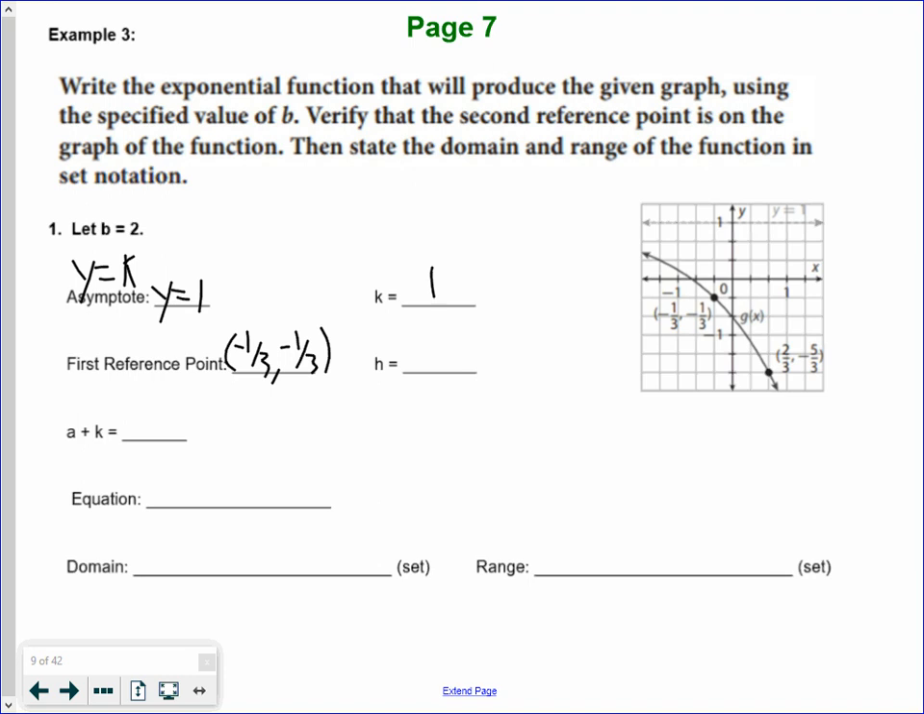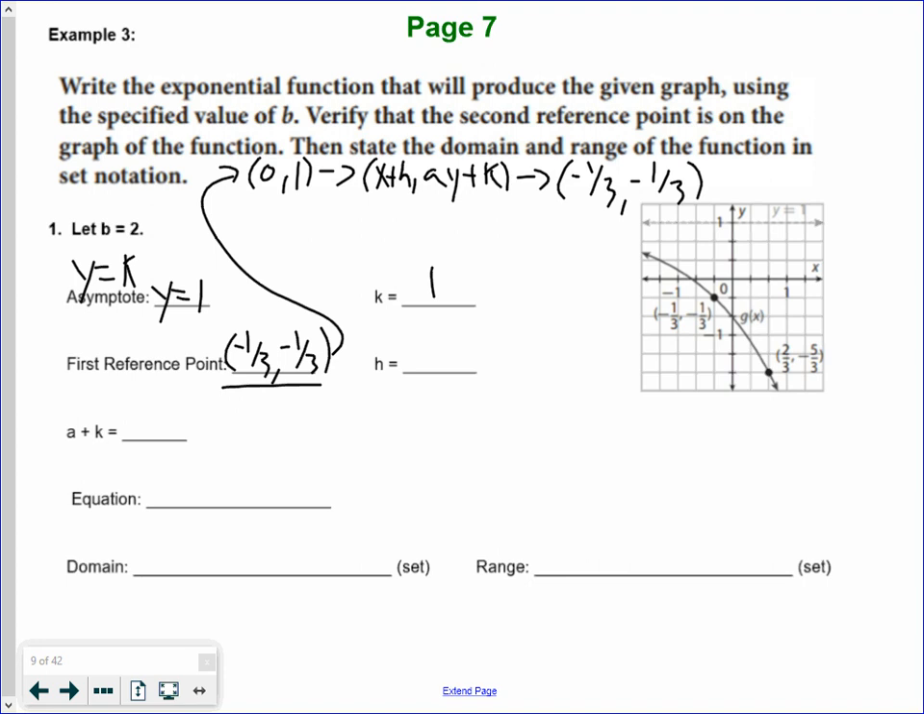So what we're going to do here is figure out our h and our a value by using our first reference point. If we go back over here, we know that our first reference point of (0, 1) is from the parent function. If we plug this into our transformation rule of (x + h, ay + k), that's going to shoot out our transformed point. In this case, our transformed point is (-1/3, -1/3). So that's how we're going to figure out what our h and our a is.